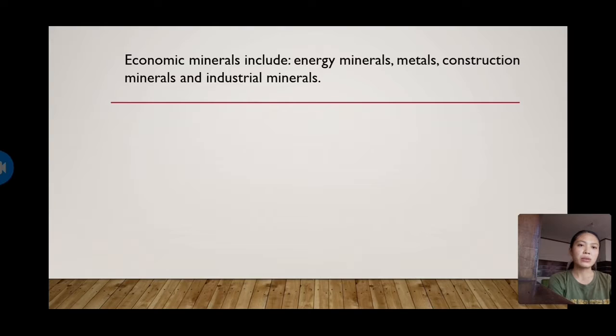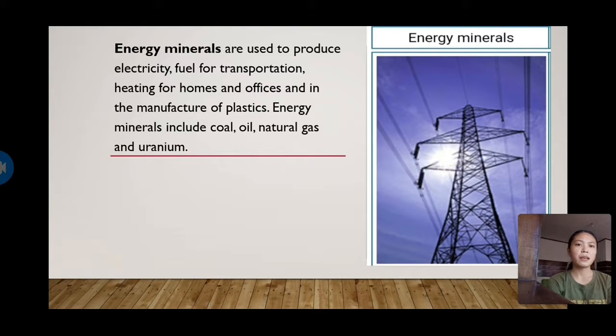Economic minerals include energy minerals, metals, construction minerals, and industrial minerals. So, energy minerals are used to produce electricity, fuel for transportation, heating for homes and offices, and in the manufacture of plastics. Energy minerals include coal, oil, natural gas, and uranium. So these are the examples of energy minerals.